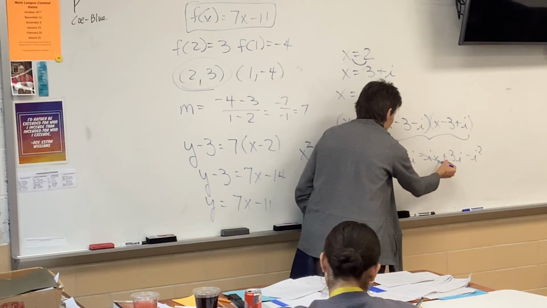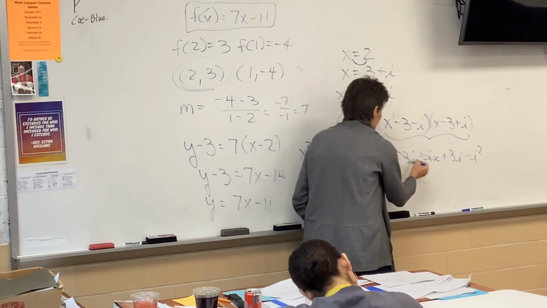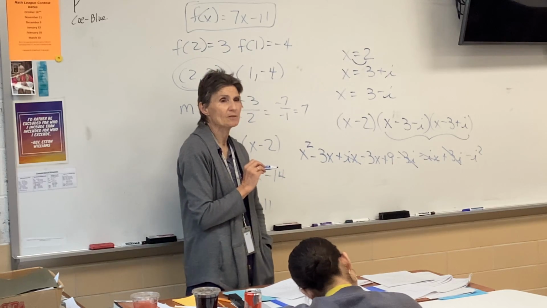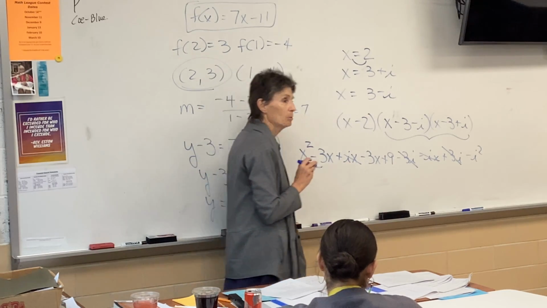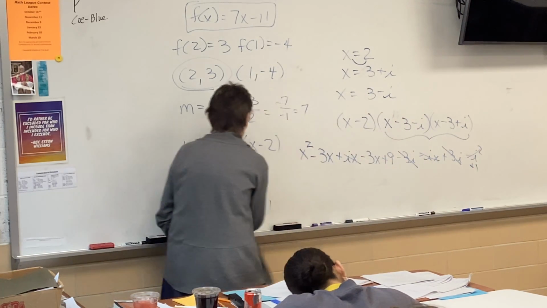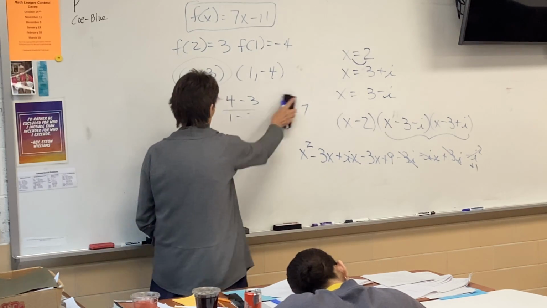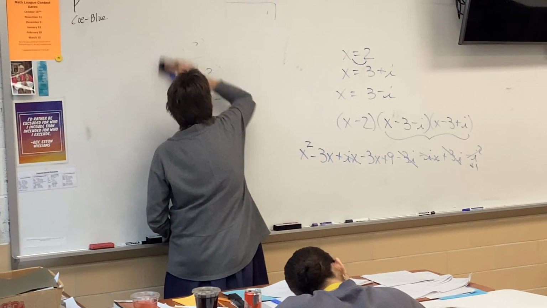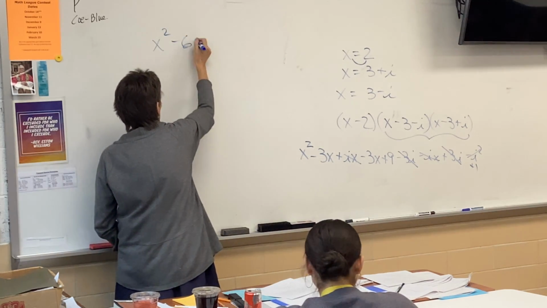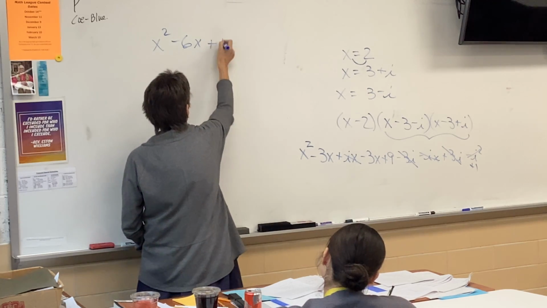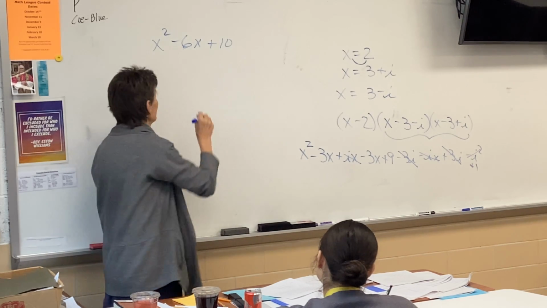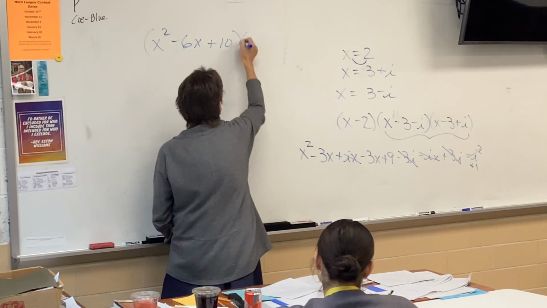These cancel. These cancel. And what about negative i squared? It doesn't really cancel, but you can change it into plus 1. So now we have x squared minus 6x plus 10. Not the answer, because I still need to multiply it by x minus 2.